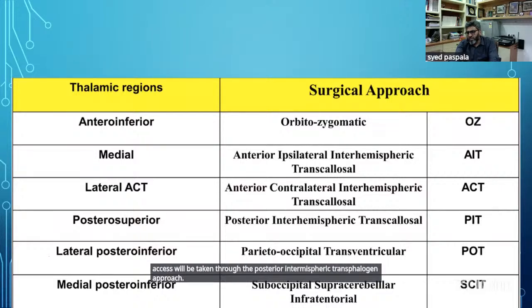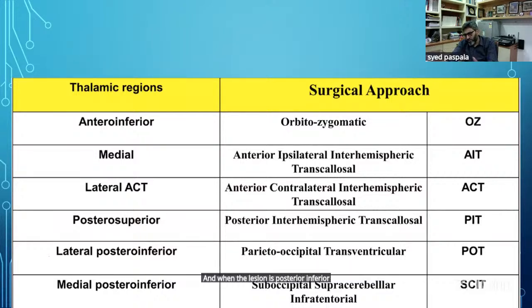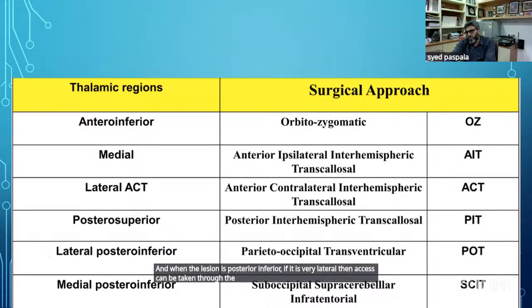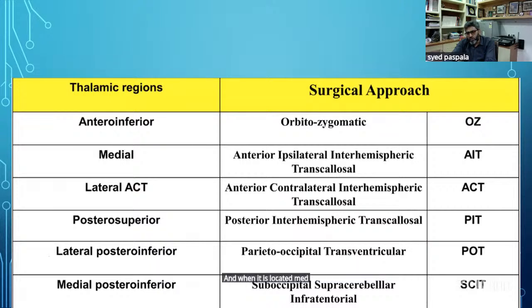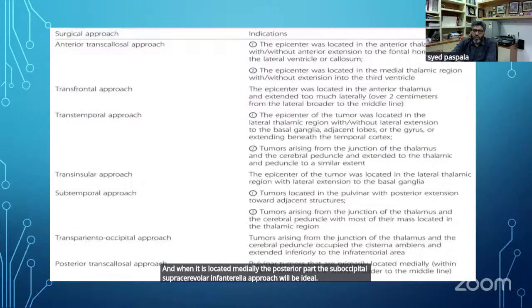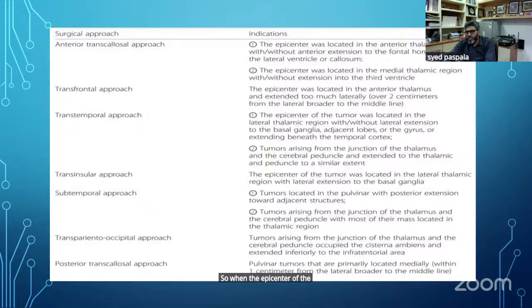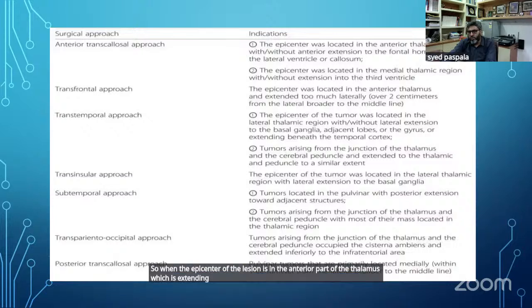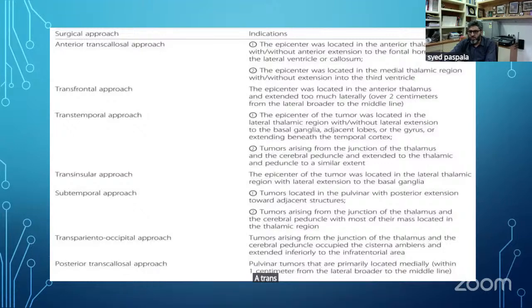And when the lesion is posterior-inferior, if it is very lateral, then access can be taken through the parieto-occipital transventricular route. And when it is located medially, in the posterior-inferior part, the suboccipital supracerebellar infratentorial approach will be ideal. So when the epicenter of the lesion is in the anterior part of the thalamus, extending a little over 2 centimeters from the lateral border, a transfrontal approach will be useful.